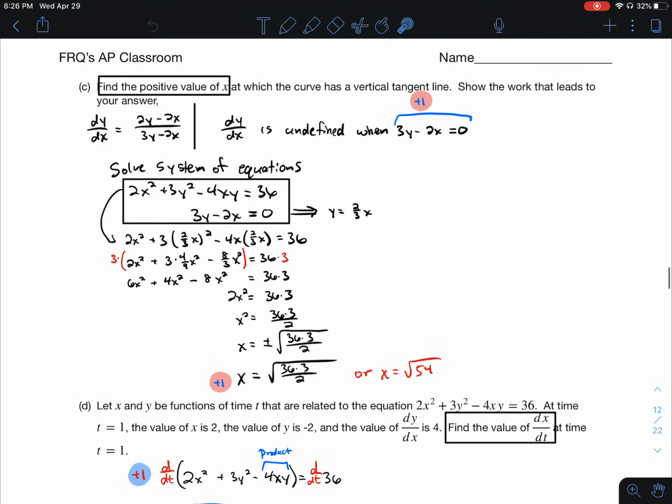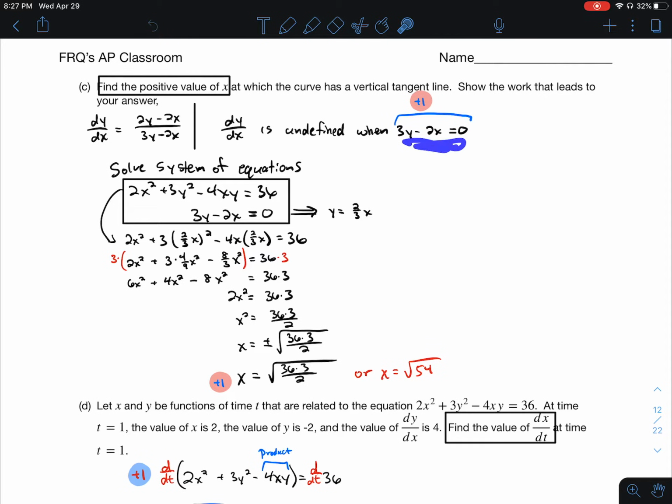Part C, find the positive value of x. That implies that there could be two values, a positive and a negative, at which the curve has a vertical tangent line. Show your work that leads to your answer. Vertical tangent lines happen when the derivative is undefined. The derivative is undefined when the denominator is equal to 0. So we take 3y minus 2x and set it equal to 0, which is what this is saying. You get 1 point for doing that.